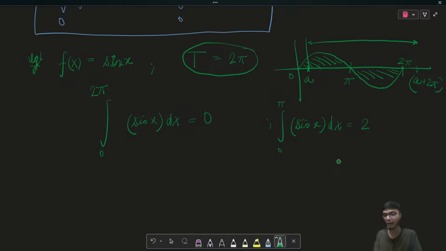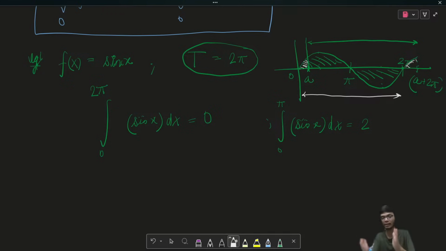Then the interesting part is that even if you shift it, this particular area that you are getting extra will be compensated by this particular area, right? So instead of going from a to a plus 2 pi, why don't you go from 0 to 2 pi? If you just shift it, the interval remains the same.